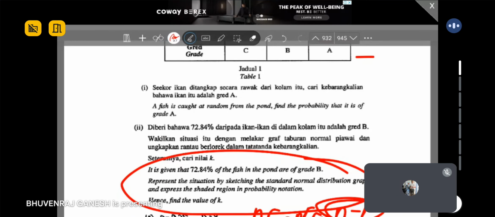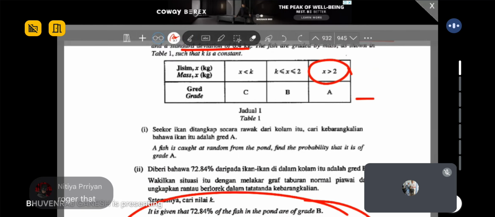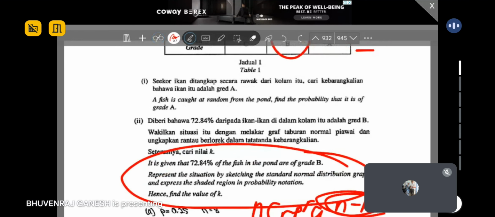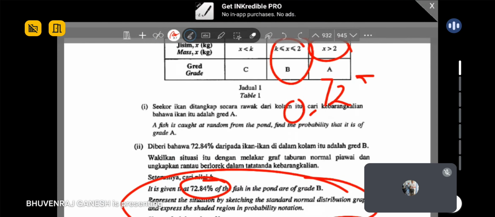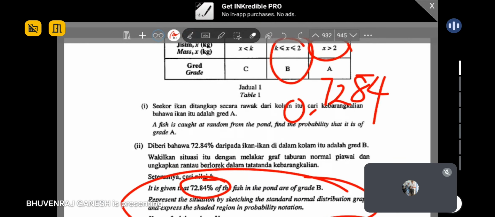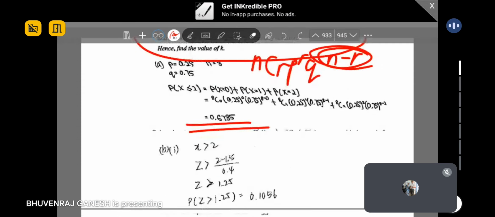Okay, come back here, guys. So over here, they ask you to sketch. Unless the question says you must sketch the graph, kena lukis graph, then you must sketch. If the question never says this, then you no need to sketch. Understand? So read the question carefully. Baca soalan betul-betul. Okay, so they want you to focus on this one, grade B. They already tell you this is the probability. Am I right? Ini adalah nilai kebarangkalian. So you will get 0.7284 as your probability.